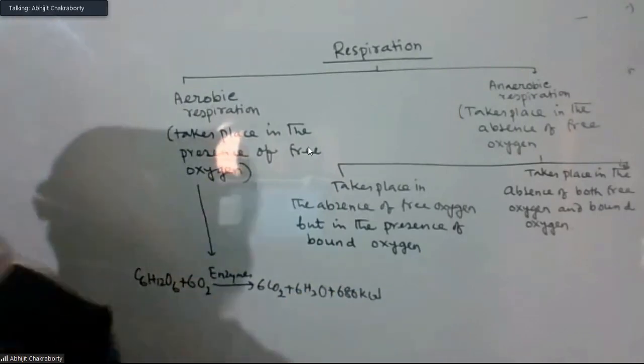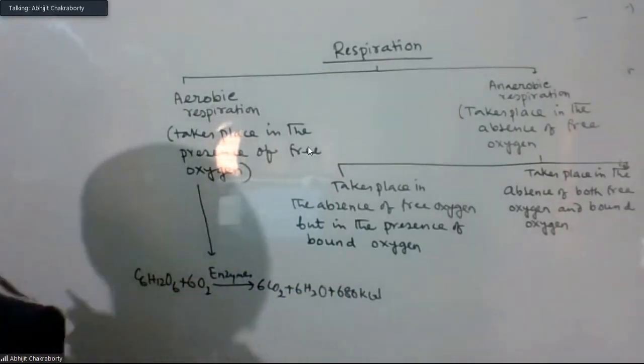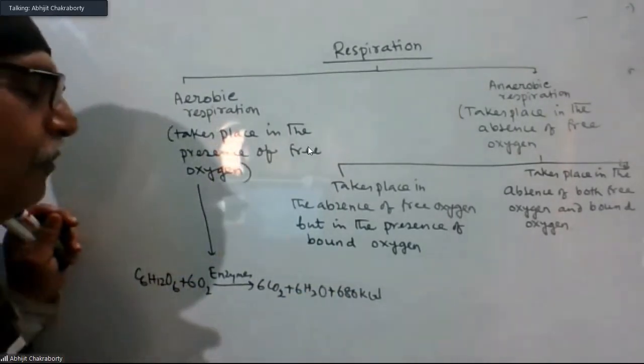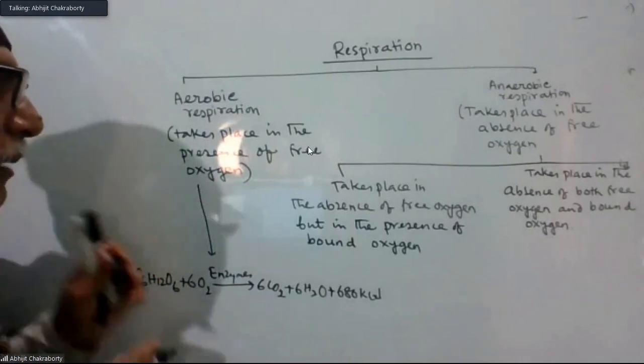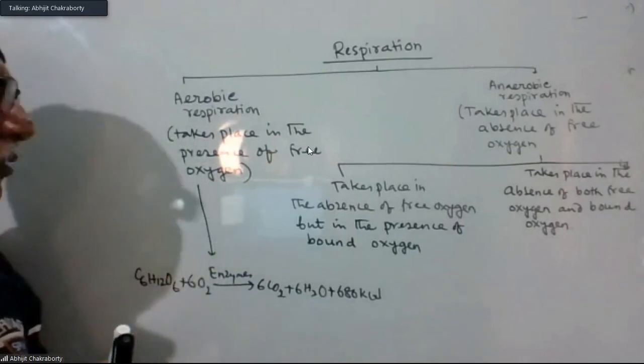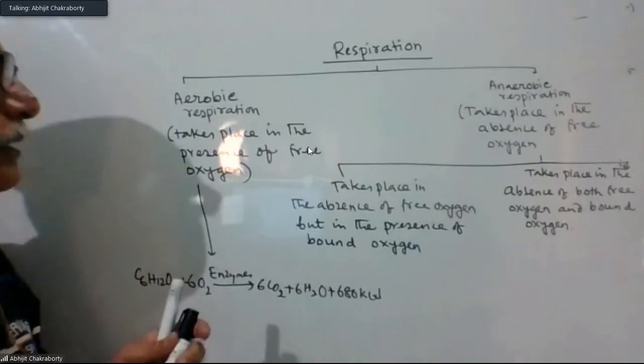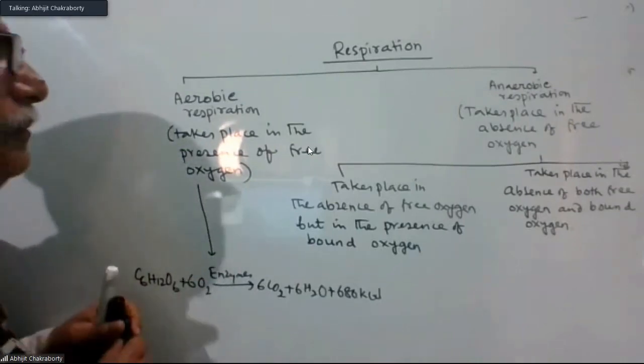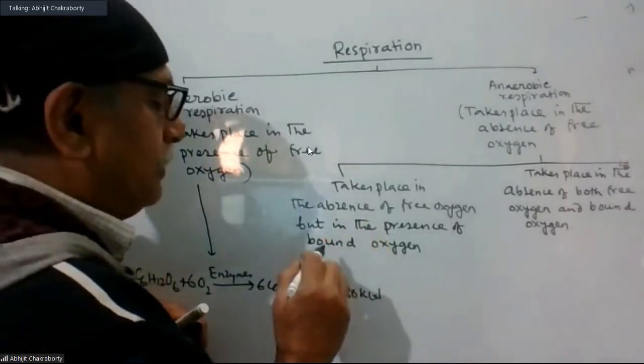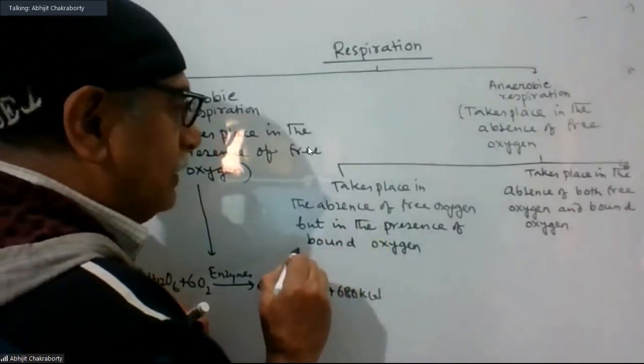Glucose gets oxidized in the presence of oxygen completely to form carbon dioxide and water with the complete release of energy. Then this is aerobic respiration. In case of that which takes place in the absence of free oxygen but presence of bound oxygen, it appears like this.